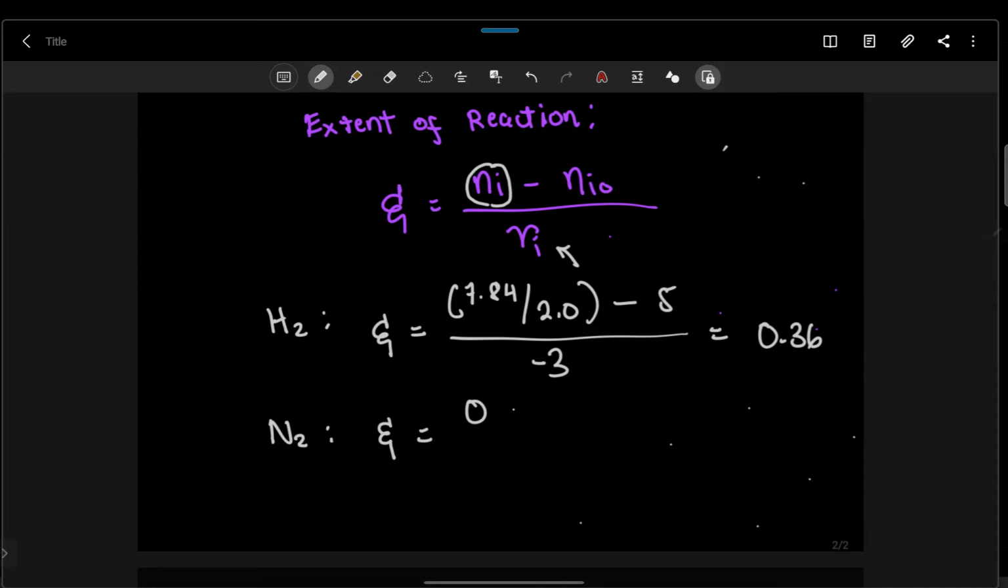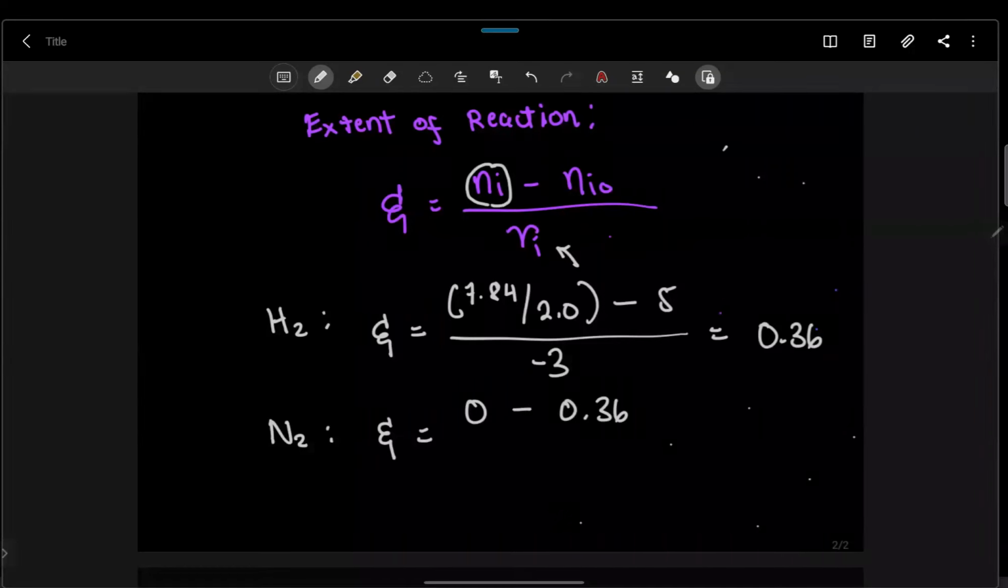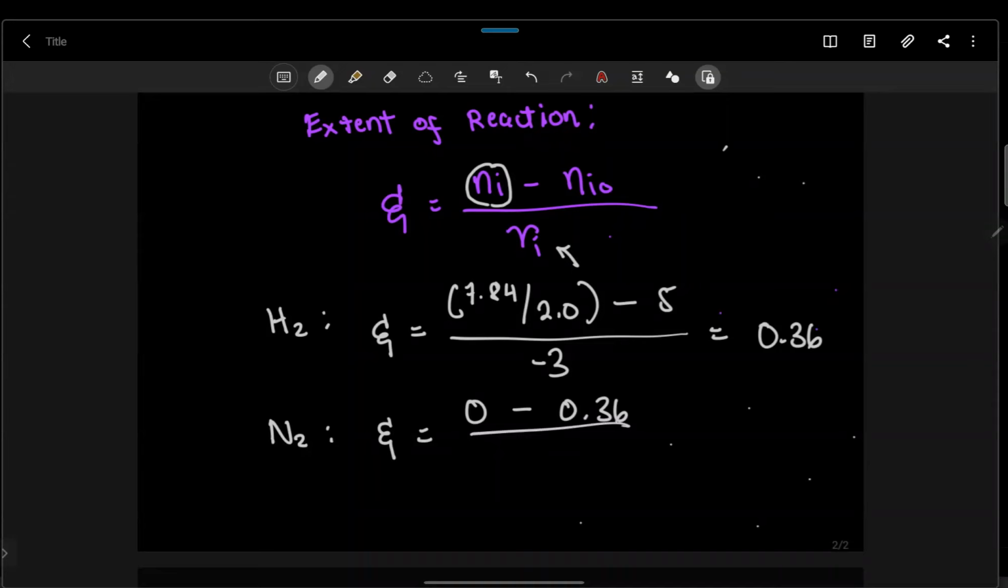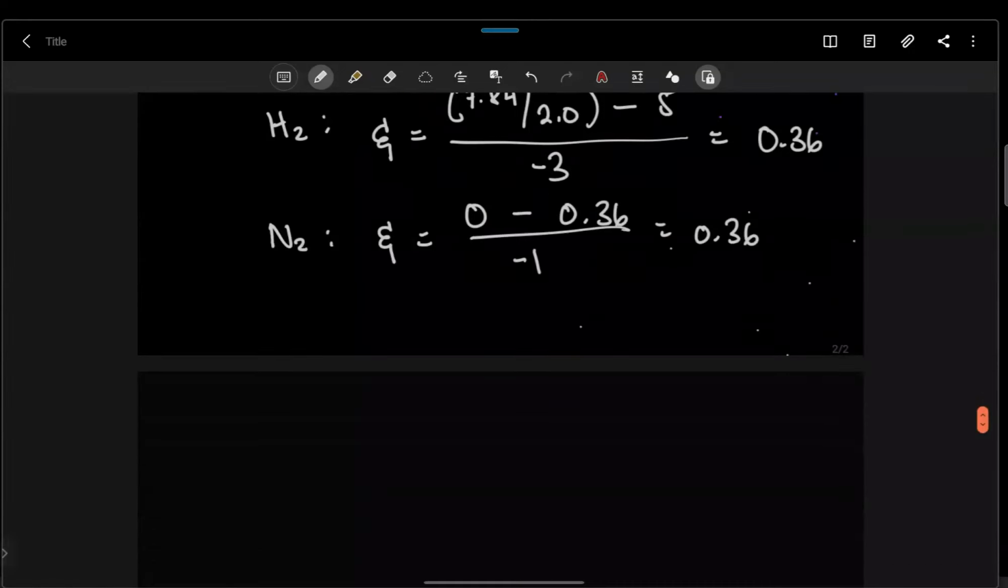Pero ilan yung pinasok? Diba? 0.36 moles. Divided by yung coefficient niya nitrogen sa reaction ay 1. So negative siya kasi reactant. So ang sagot dito ay 0.36 din. Okay, gaya ng sinabi ko, ang extent of reaction isa lang kasi isa lang yung reaction natin. So kailangan pare-parehong yung makuha mong extent of reaction value for any basis that you make, whether it's one of the reactants, or the product.